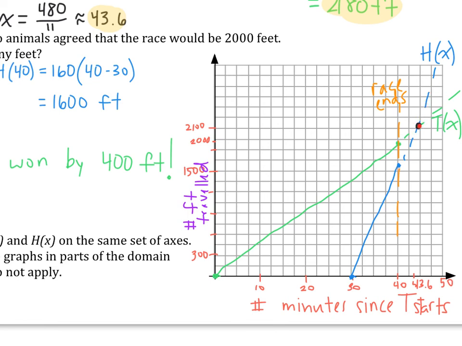Also, I noted where they meet. That's what this black dot represents, is where the two actually meet, but the race is already over at that point. You should also make sure that you include your lines. So T of X is labeled, and so is H of X.